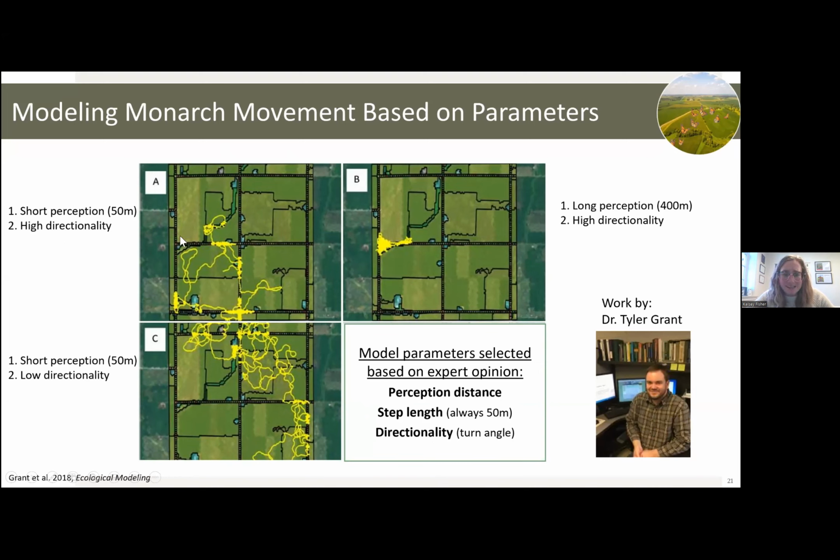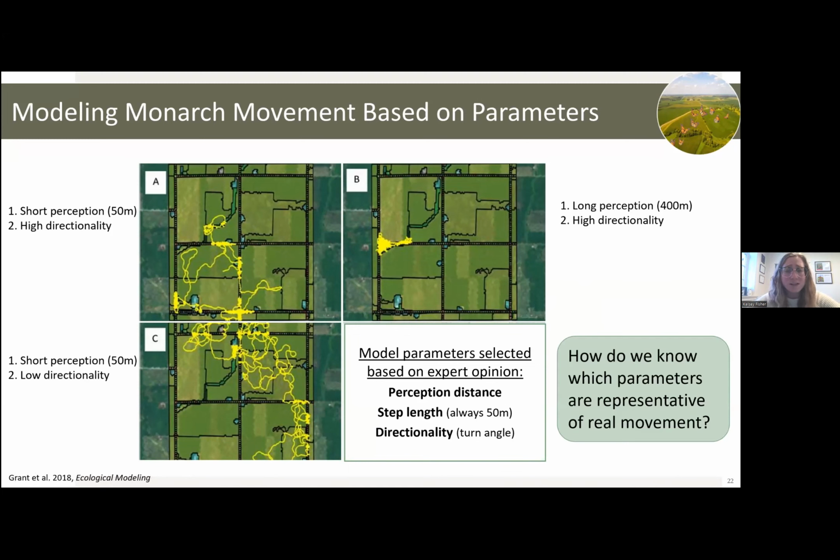The amount of space this yellow path is taking up is much different than the amount of space taken up by the monarchs moving with a long perceptual ability and high directionality, meaning that they can see and smell really far away from them and they move in straight lines. And so when I got here, I was looking at these pictures and I was like, well, how do we know which ones are representative of real movement?